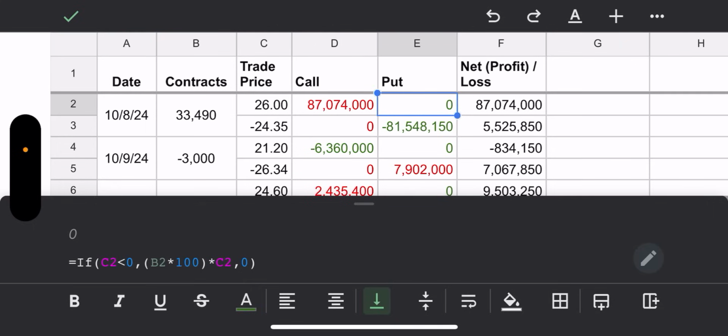Under the put side, I have a similar formula, but I say if C2 is less than 0, then do this. In the buy call row, C2 is not less than 0, it's greater than 0, so the call column picks that up. But down here, C2 is less than 0, so it takes that value. It does B2 contracts times 100, again 100 shares per contract, and multiplies that by C3, which is the 2435, creating a credit of $81 million.